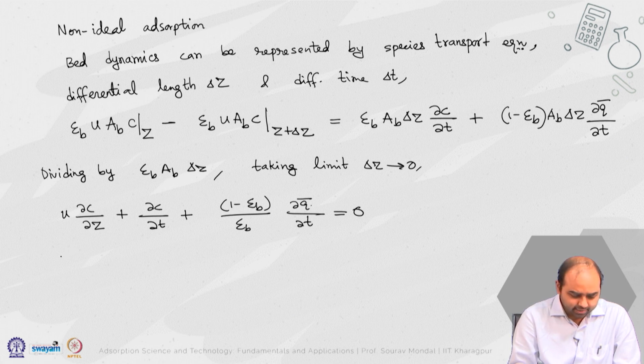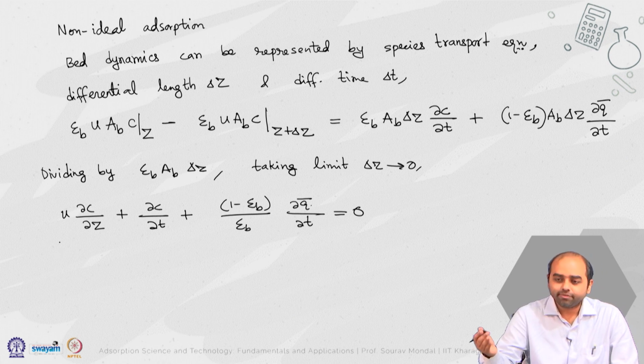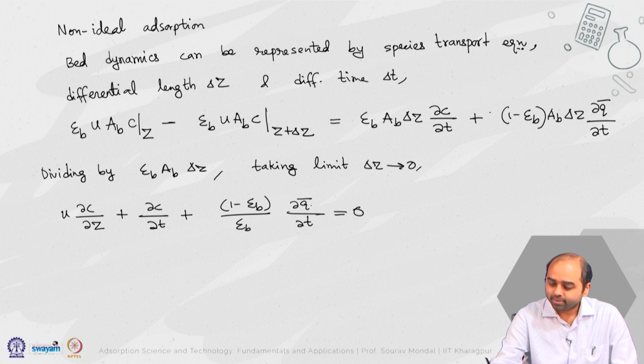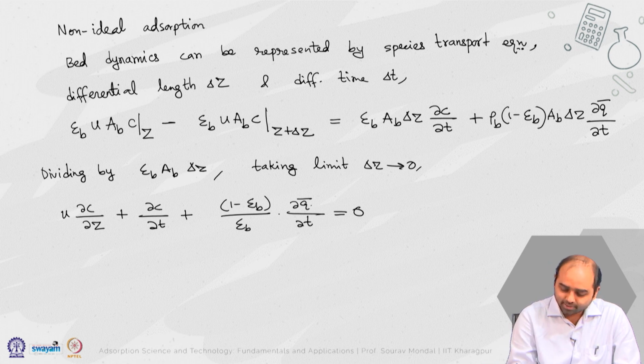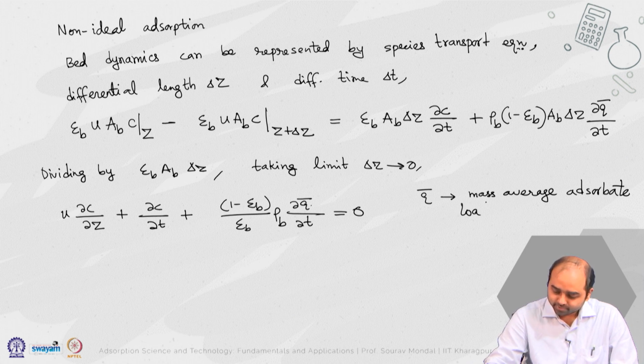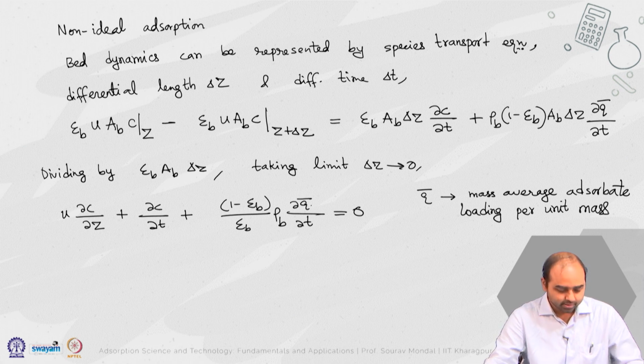Please note that this Q is like the volume average, but if you are considering it to be the mass average, then this has to be multiplied with the density of the bed. So let us multiply that with the density of the bed. So in this case, Q represents the mass average adsorbate loading per unit mass.